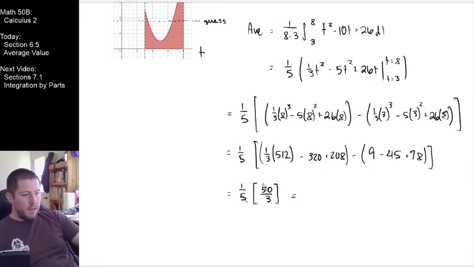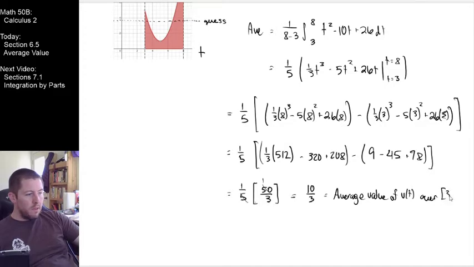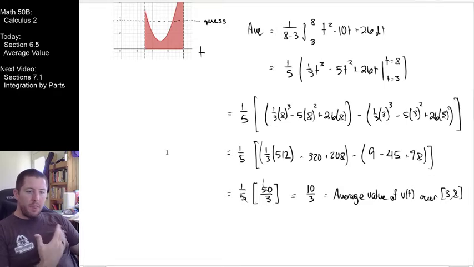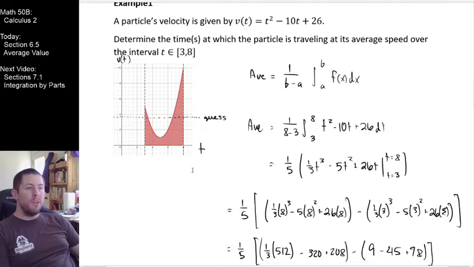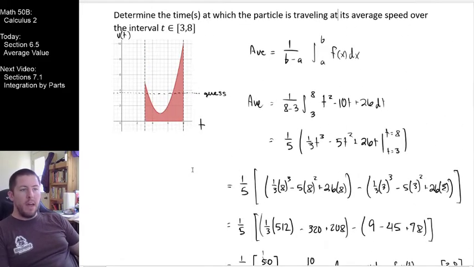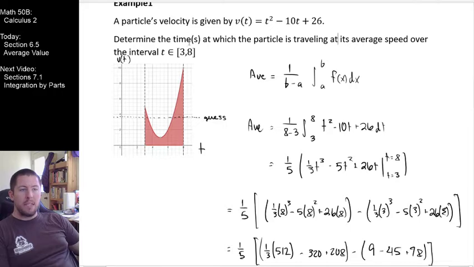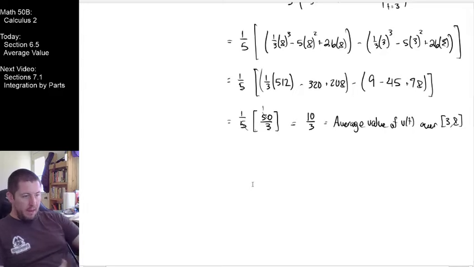And it looks like with a little bit of cancellation, I'm going to land at 10 thirds equals the average value of V of t over the interval 3 to 8. And now that we've found the average speed that we're going, 3.3 repeating units per unit time, I guess I gave no units on this guy right here, we can now find at what time, right? The goal was to find at what times it was traveling at the average speed. Now that I know the average speed, I can now find the times.